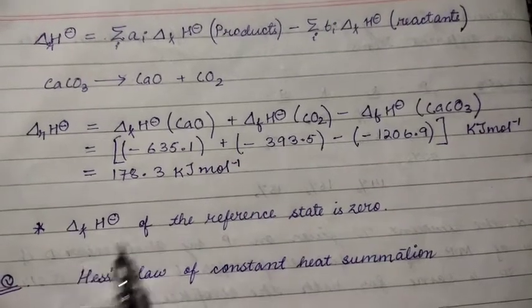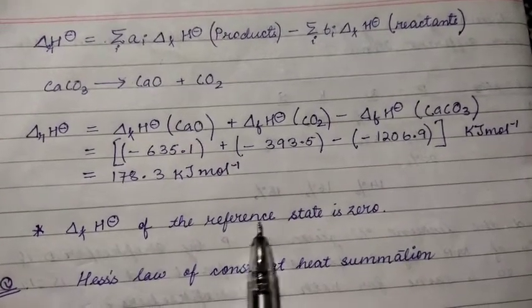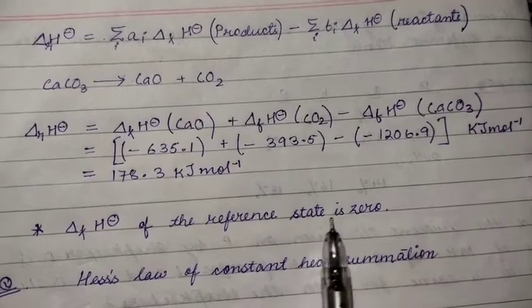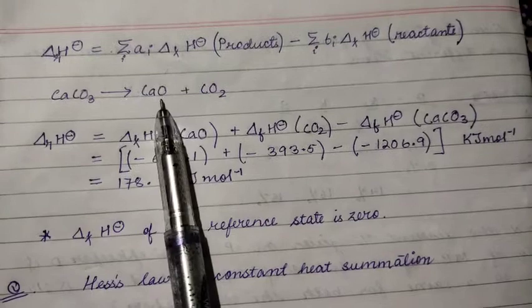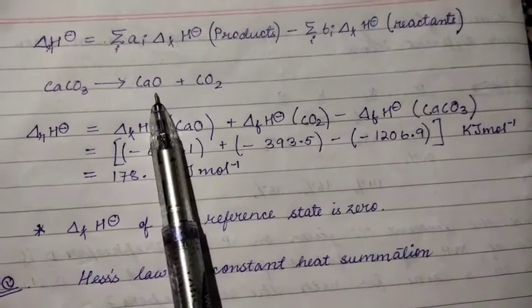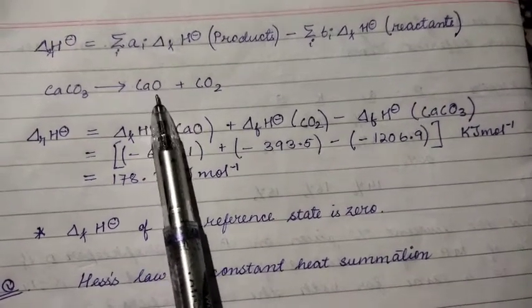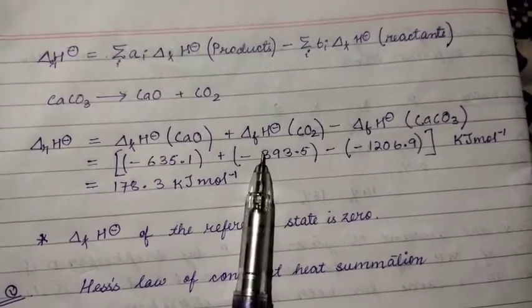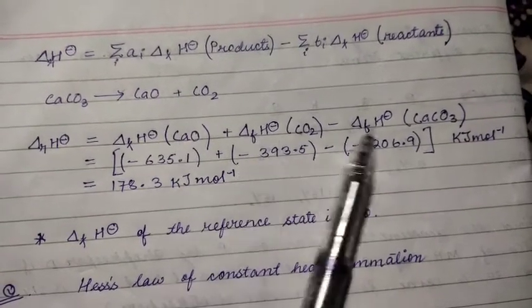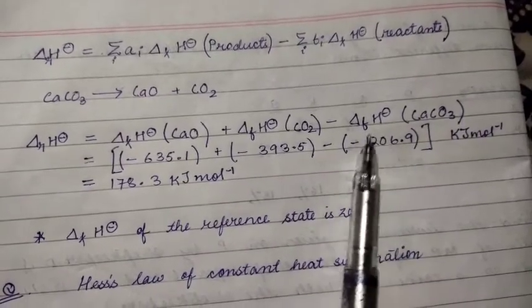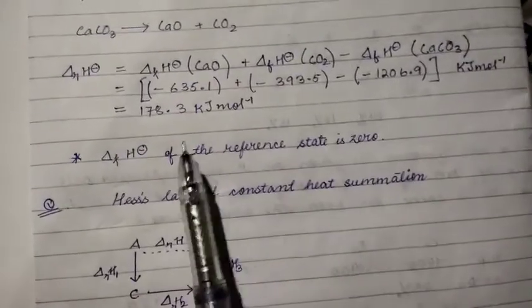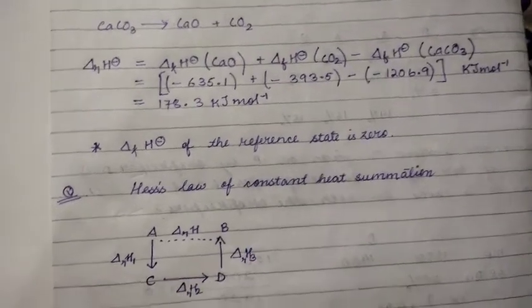So the enthalpy change of a reference state, of a stable state, is always considered to be 0. For example, if this was H2, which is the reference state for hydrogen, that value will be taken as 0. Since all these have particular values, for a reference state this value is always 0. So this is the enthalpy change for a reference state.